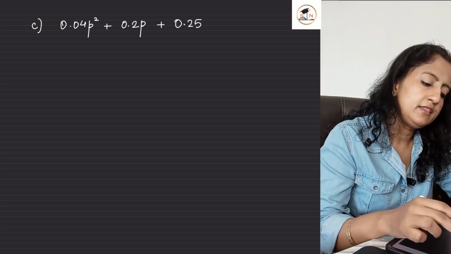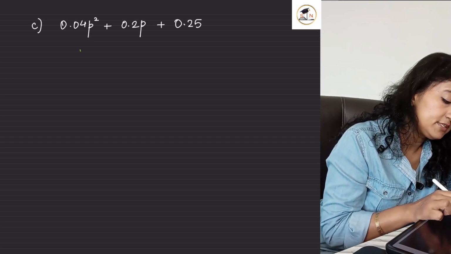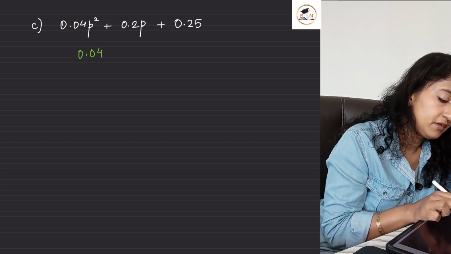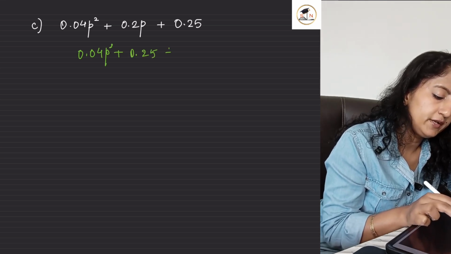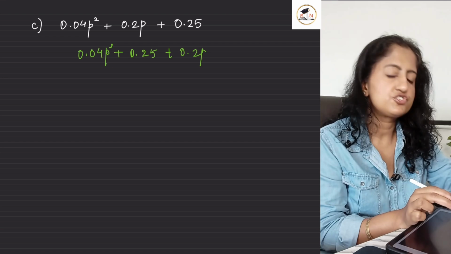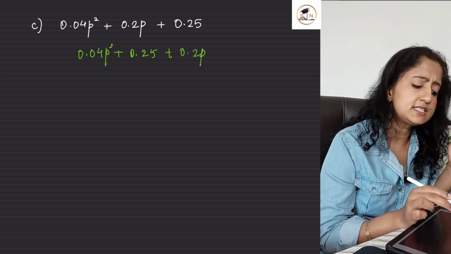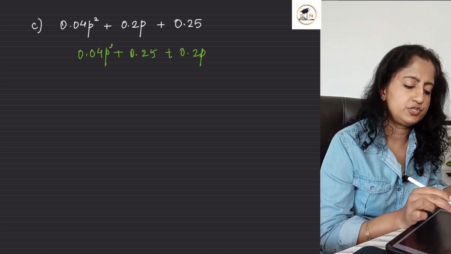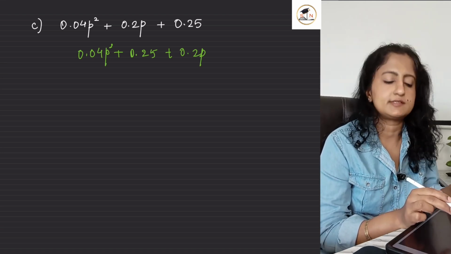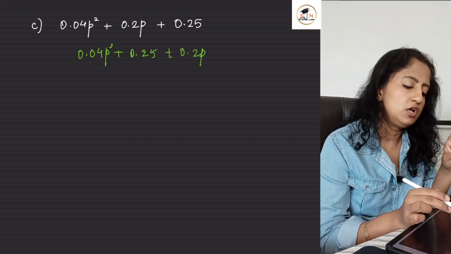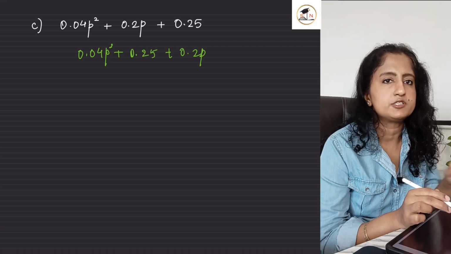For example, there may be a question which is written like 0.04 p square plus 0.25 plus 0.2 p. Shuffling the terms actually doesn't matter with the question. It still remains a factorization question belonging to the first identity because of two things. First, we have got two perfect square terms. Second, all terms are positive.